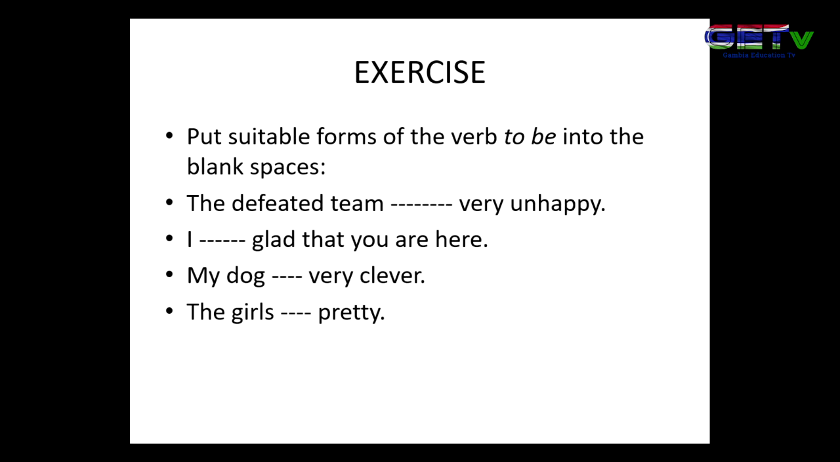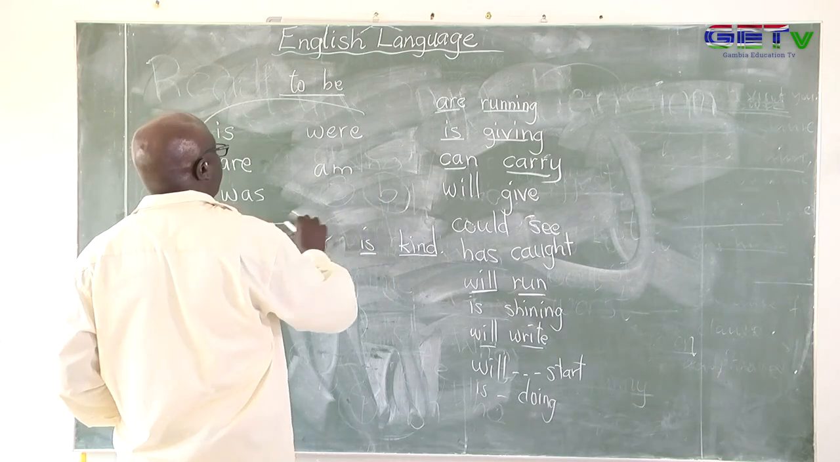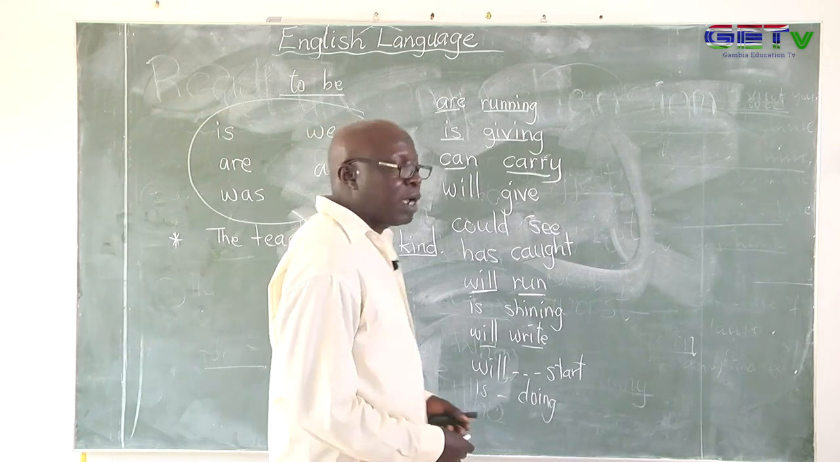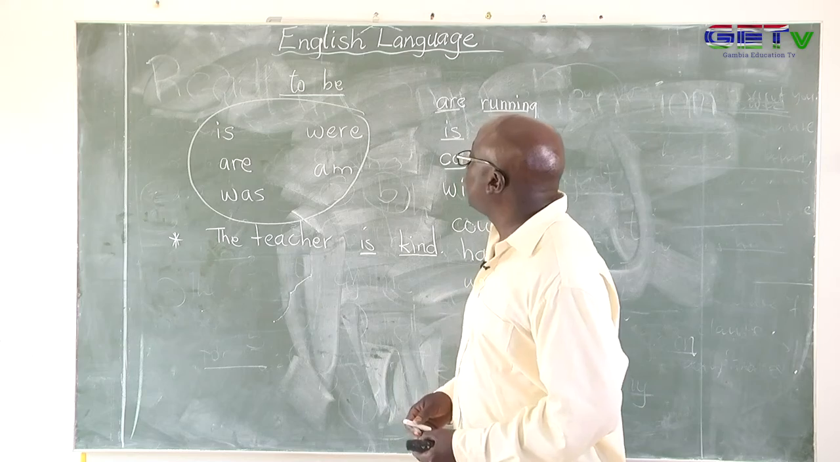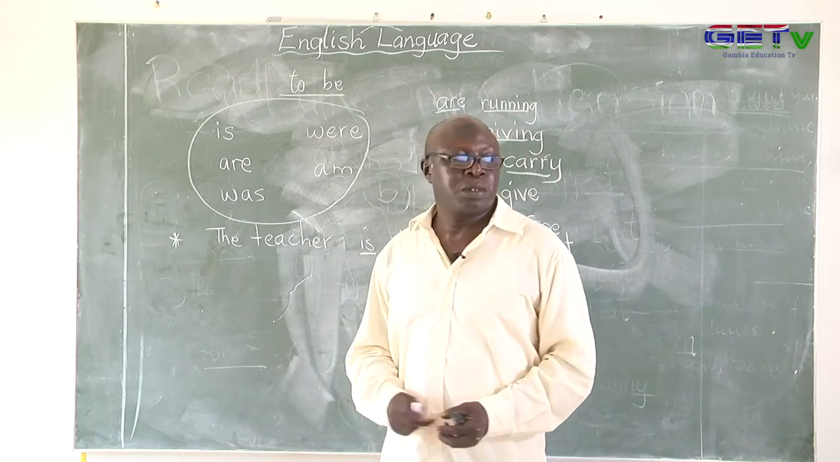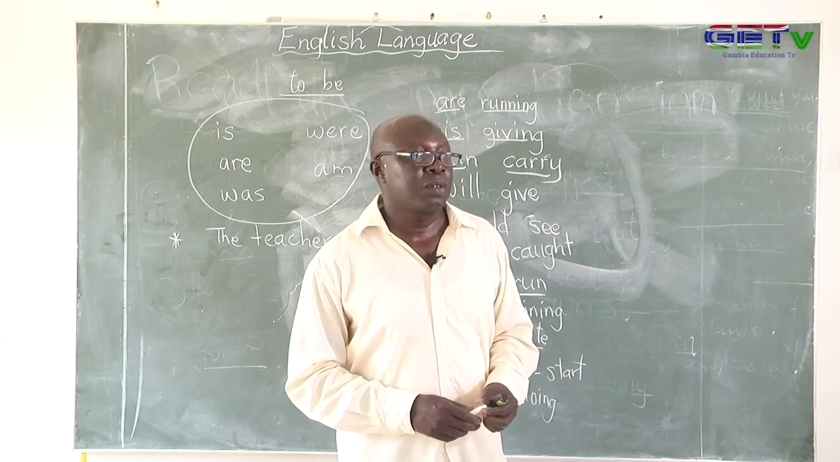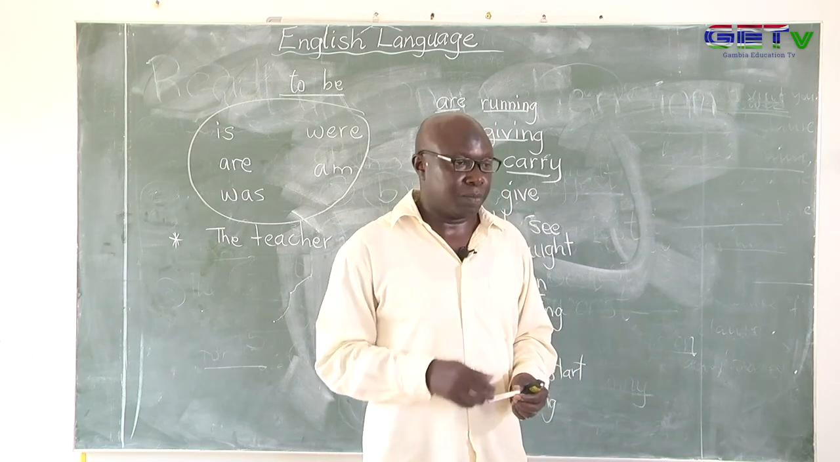Now put suitable forms of the verb to be into the following blank spaces. The defeated team blank very unhappy. I blank glad that you are here. My dog blank very clever. The girls blank pretty. So the verb to be, we are talking about this group. These are the verbs that we call the verb to be. Is, are, were, and was. So we use one of them to fill the blank spaces in the following.